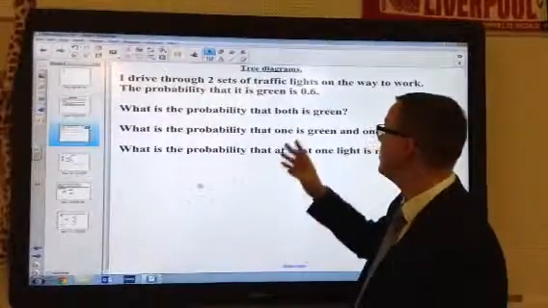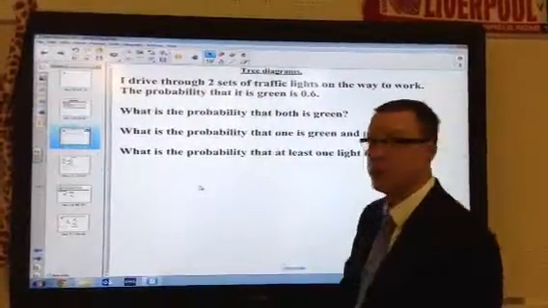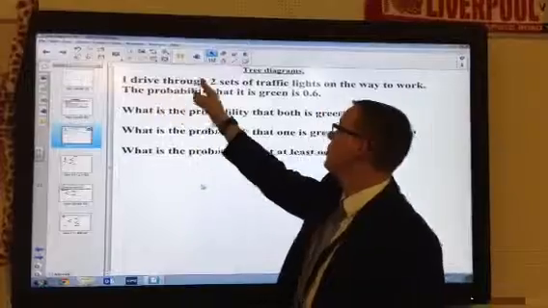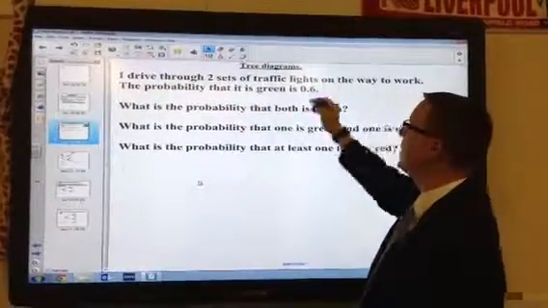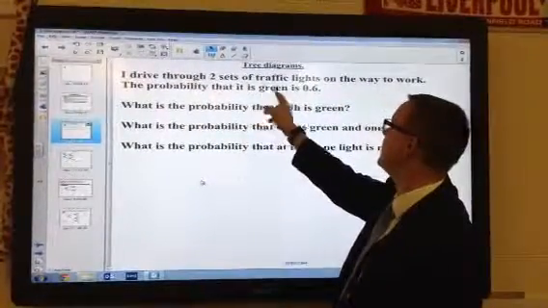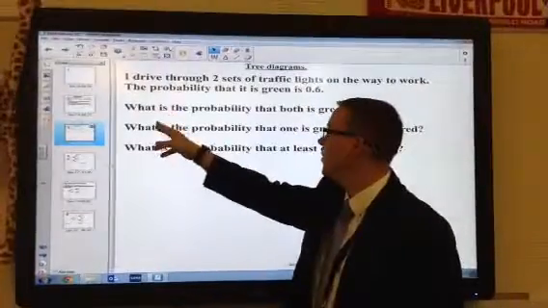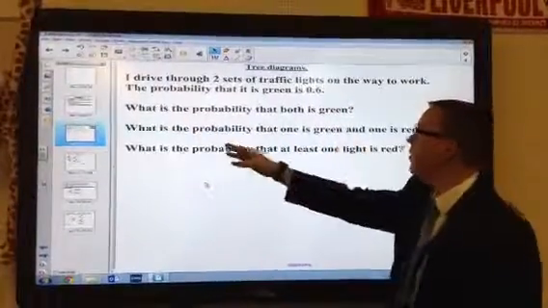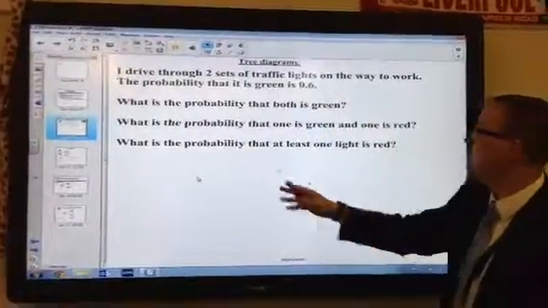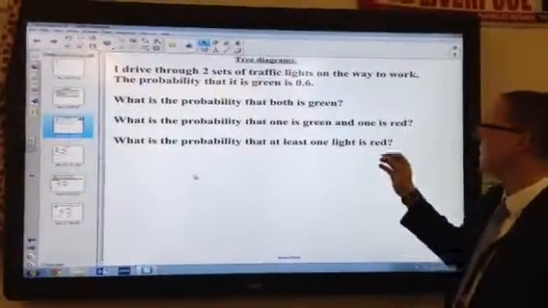Today we're going to look at how to solve problems with tree diagrams. Okay, we've got this problem to start with. I drive through two sets of traffic lights on the way to work. The probability that it is green is 0.6. What is the probability that both are red? What is the probability that one is green and one is red? What is the probability that at least one light is red?